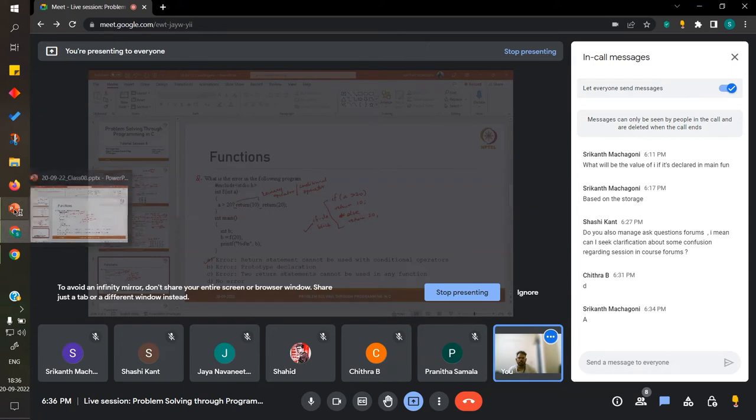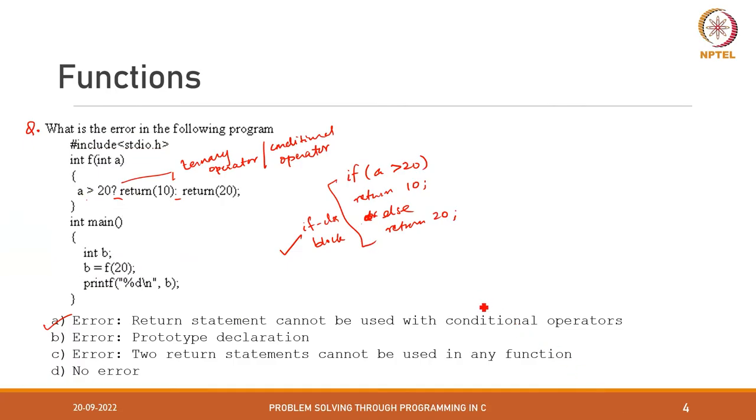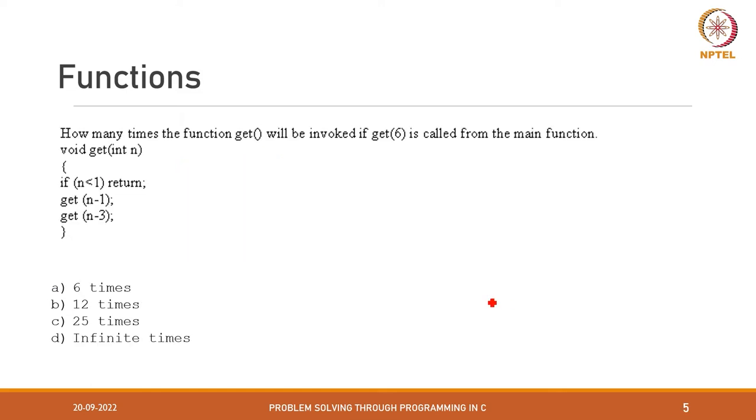Okay, so this would be a bit hectic, this particular question. So let's get to it. How many times will the function get be invoked if get of 6 is called from the main function?